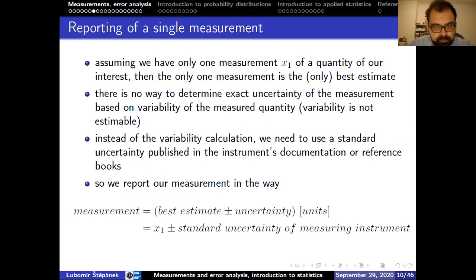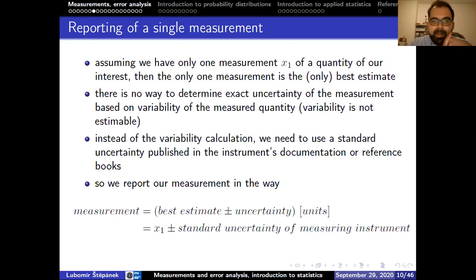If you have only one measurement, it could be marked as x with subscript 1, x1, of our quantity of interest. It's also only one best estimate, because if we have only one measurement, we have no chance to calculate anything with one number. So this one reading, this one number, is the best and unbiased estimate of its average. So the best estimate is this one number, because we have only one number. It's as easy as this.